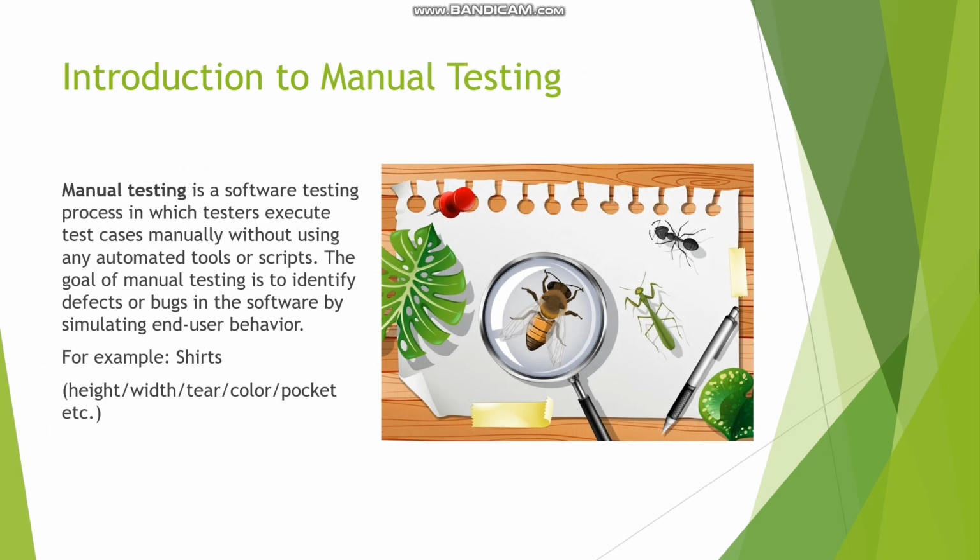Now, introduction to manual testing. Manual testing is nothing but the process of testing an application without using any automation tool or scripts. The goal of manual testing is to identify the defects or bugs in the software by simulating end user behavior. For example, we can take anything. Guys, you go for shopping, right? Purchasing something, like a t-shirt.